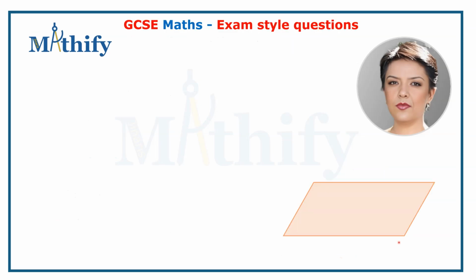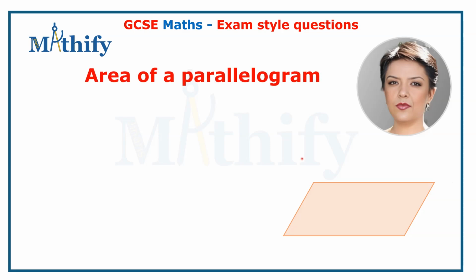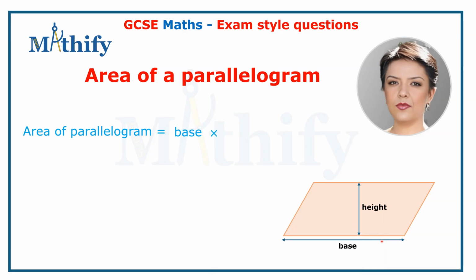So we are given this particular shape. This shape is known as a parallelogram. To know what the formula is for area of a parallelogram, this is equal to our base multiplied by our perpendicular height. So the area of a parallelogram is equal to base times the perpendicular height.